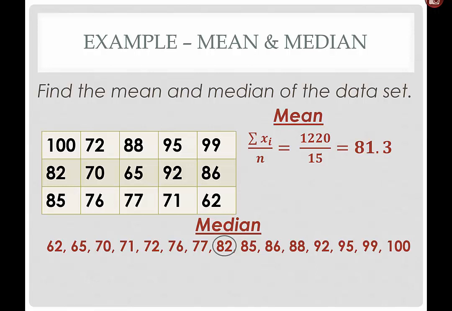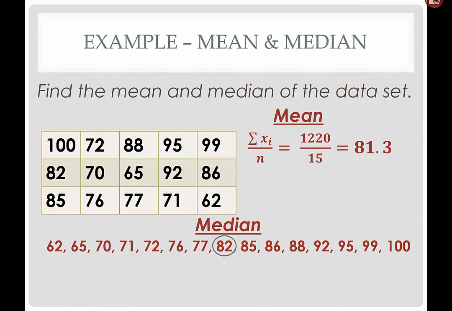Now you can see that the mean and the median are not the same. So depending on your data, sometimes you might want to use the mean as a descriptor of your data. Sometimes you might want to use the median depending on what kind of data you have. And we'll talk about outliers later on. But that might be a reason why you might want to use one over the other.